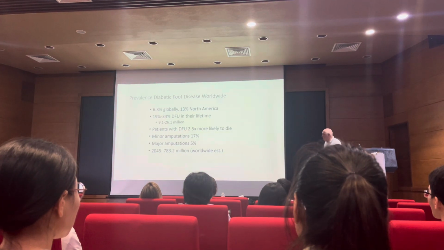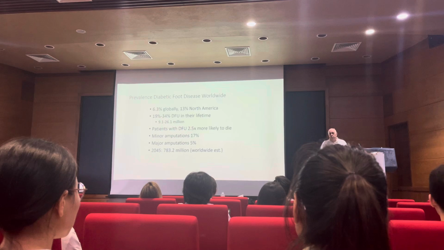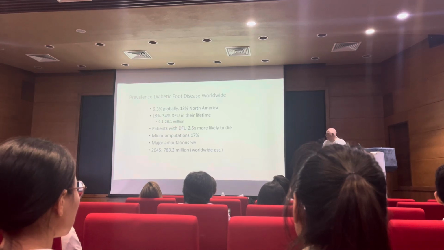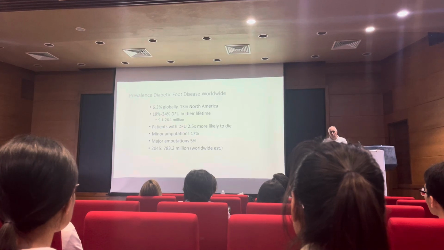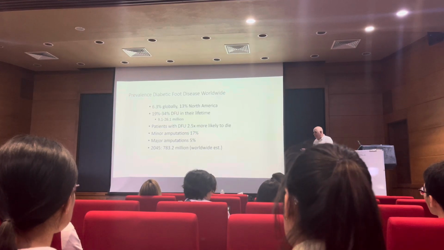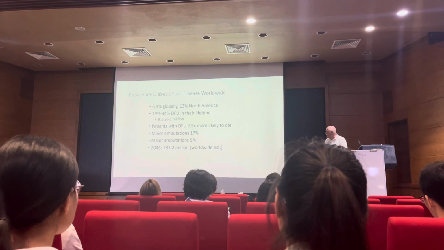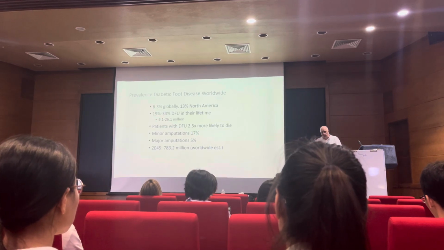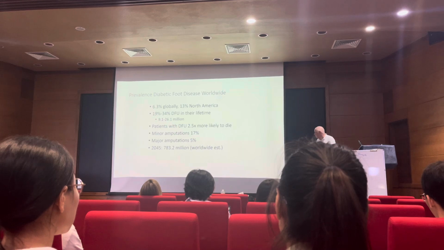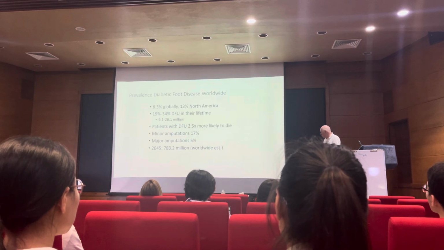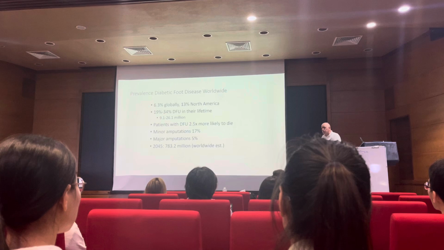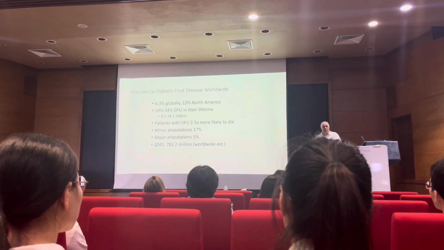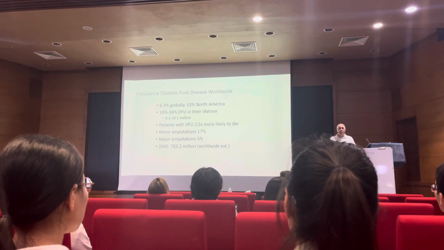It's estimated that diabetic foot disease is 6.3% globally. In North America, it's 13%. The incidence of minor amputations globally is about 17%. Major amputations, below knee, above knee, is about 5%. And the real scary statistic here is that the number of diabetic patients is going to go up. By 2045, it's estimated that there will be over 780 million diabetics around the world.